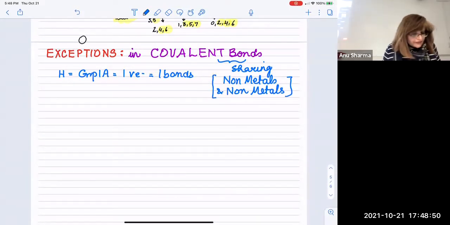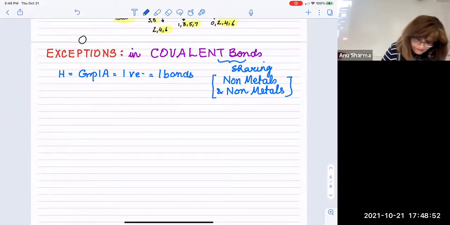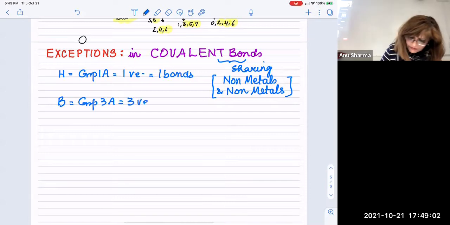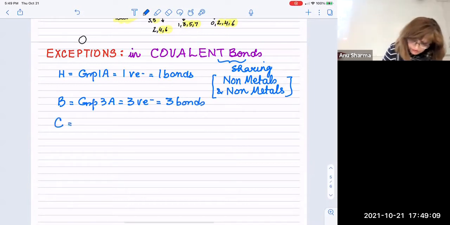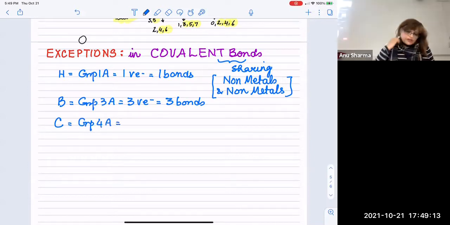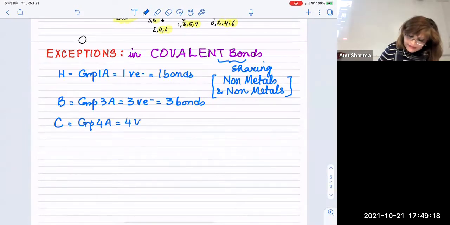So those are what we are looking at here. Okay, hydrogen is that. Then helium obviously will not make any bonds. Then comes boron. Boron is in group 3A, and this is going to have 3 valence electrons, and this is going to make 3 bonds. Okay, next is carbon. Carbon belongs to group 4A, and this is very important actually. It will have 4 valence electrons, and when it's sharing electrons, it will make 4 bonds.